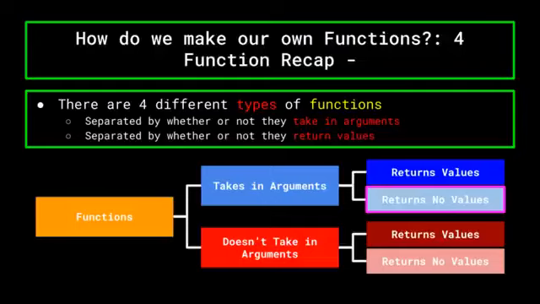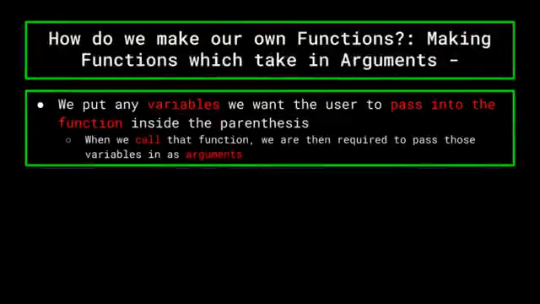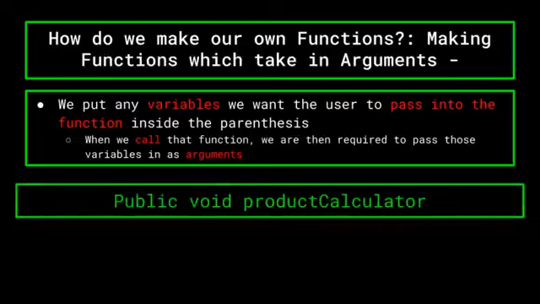Remember the parentheses that I mentioned earlier? Well, we put any variables we want the user to pass into the function into these parentheses, and then when we call that specific function, it will be required to have those variables passed into it. For example, in Java, let's make a function that takes in two numbers and prints out the product of those numbers. We start with the public void plus name of function setup again, since we won't be returning any values.